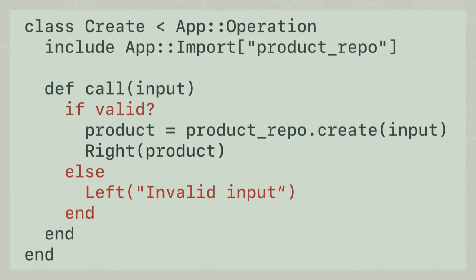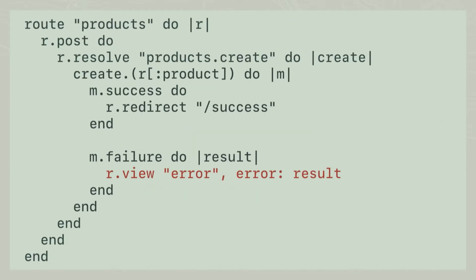This pattern allows us to extend our call method to check whether the input is valid. And if it is, we return the happy path with a write monad. If it's not, we return a left monad with whatever we want to represent failure. And then in the failure case, back in our routes, our result becomes invalid input.